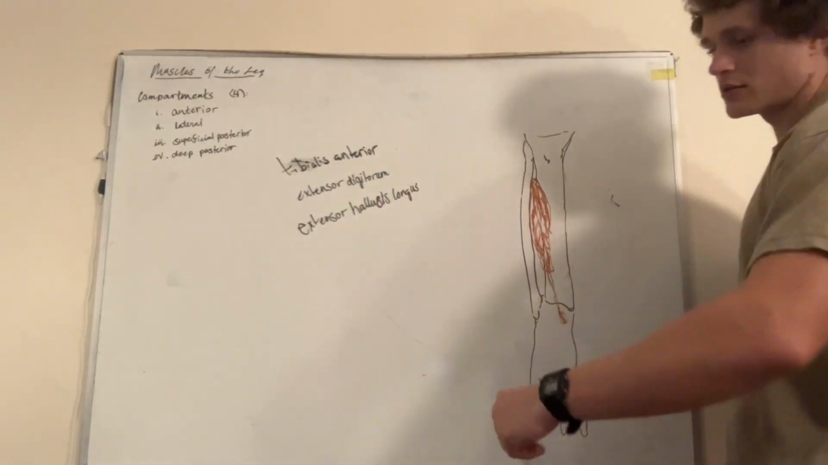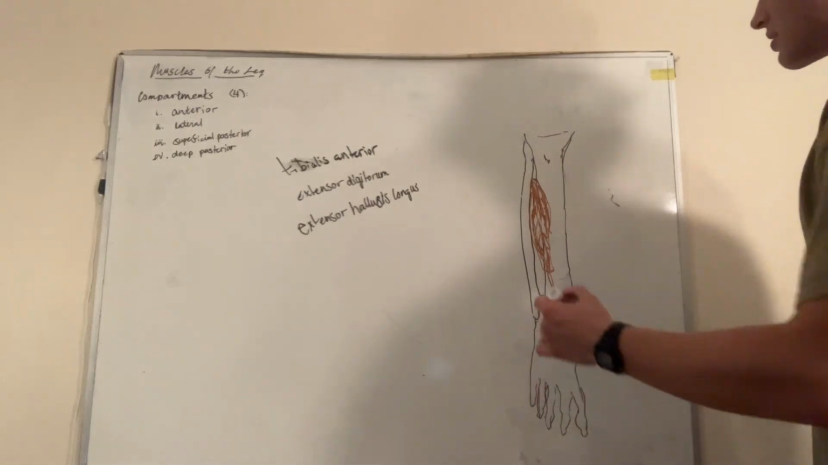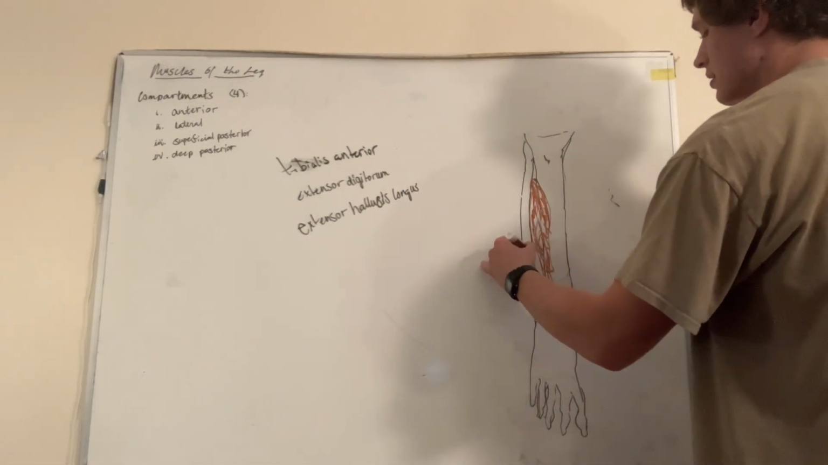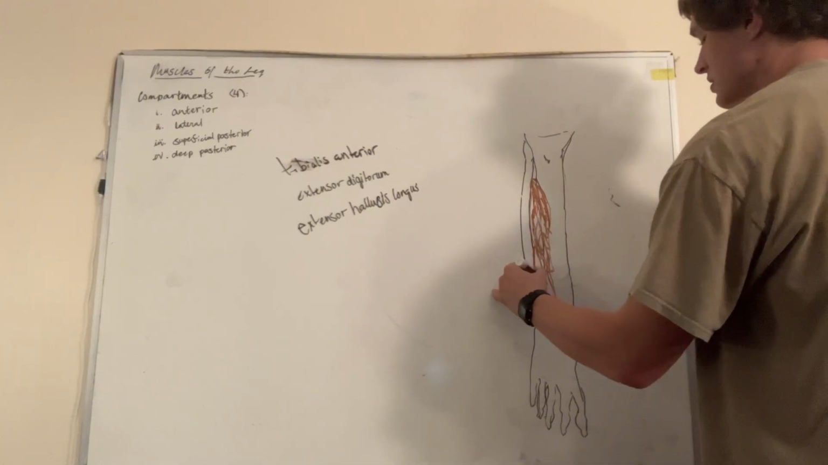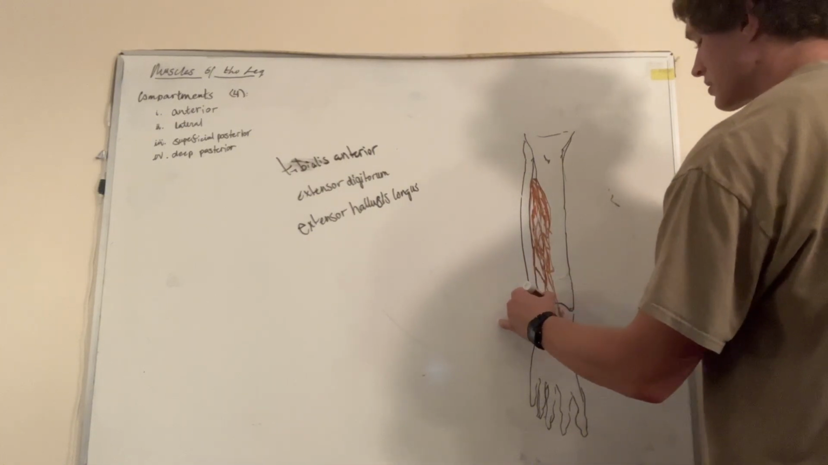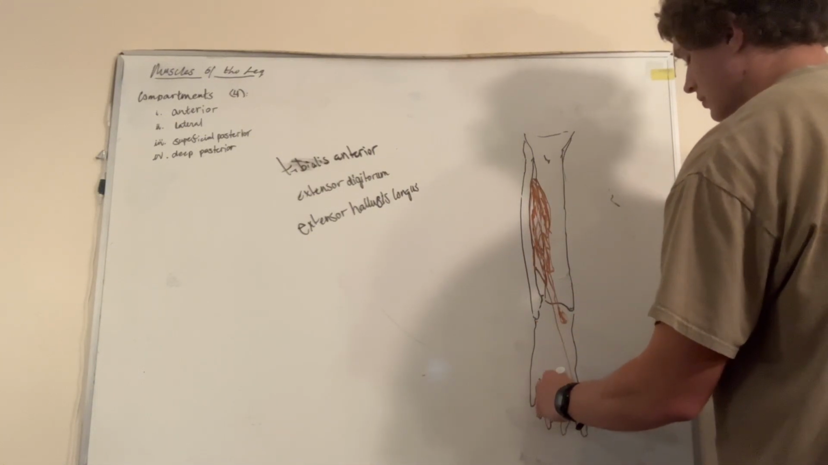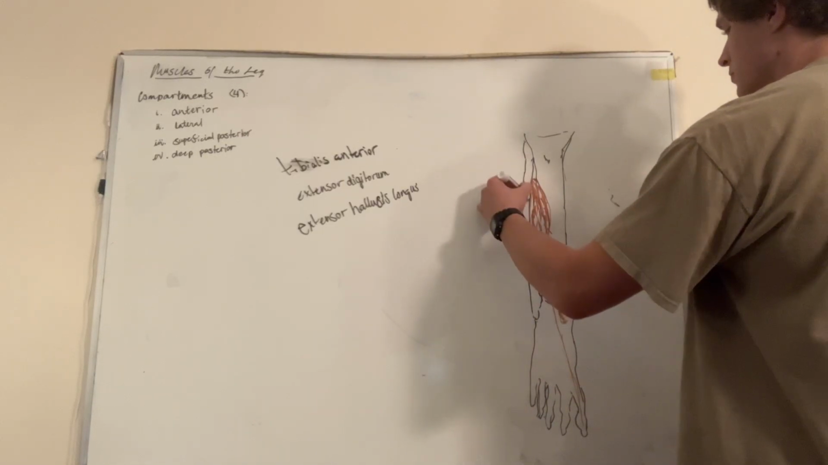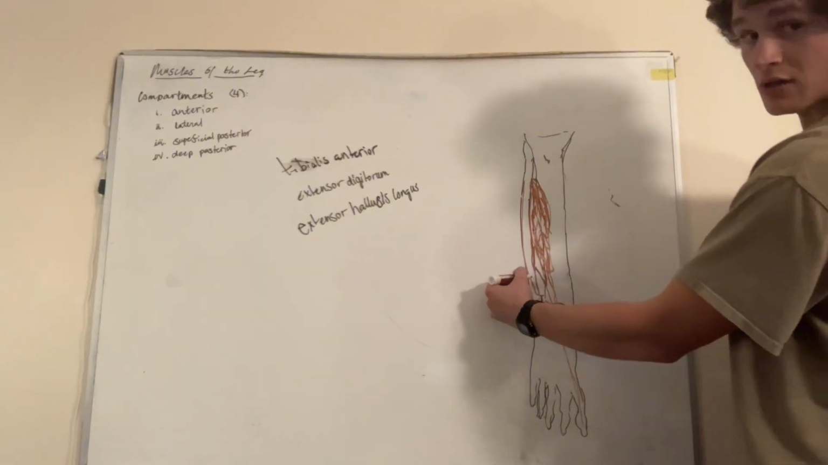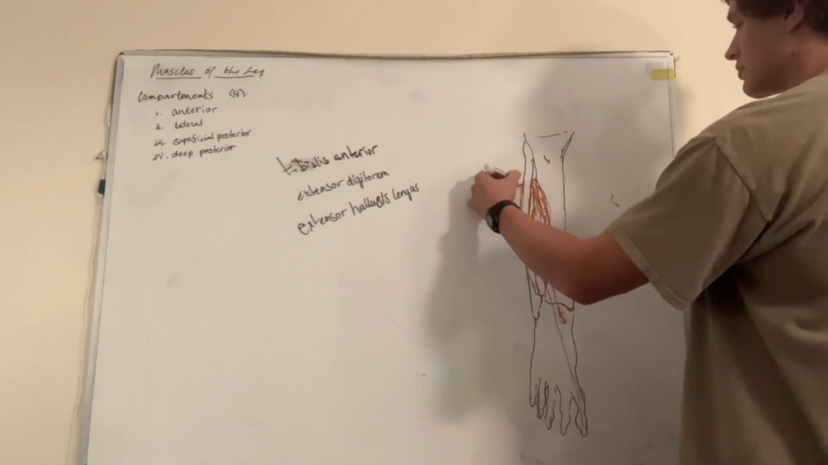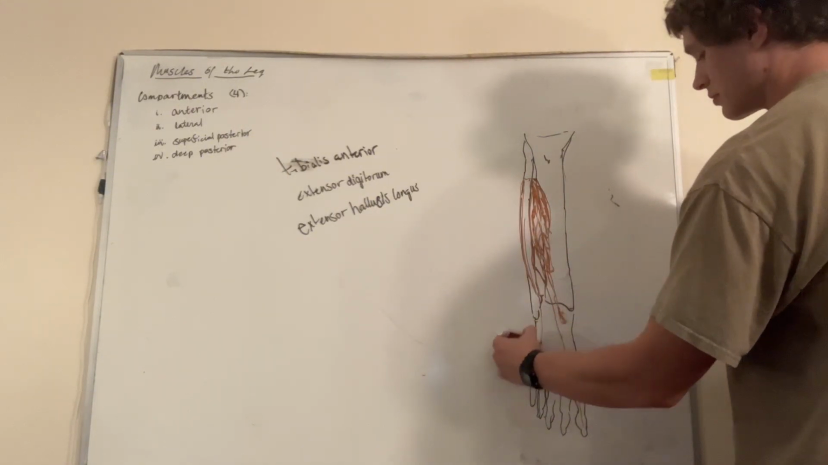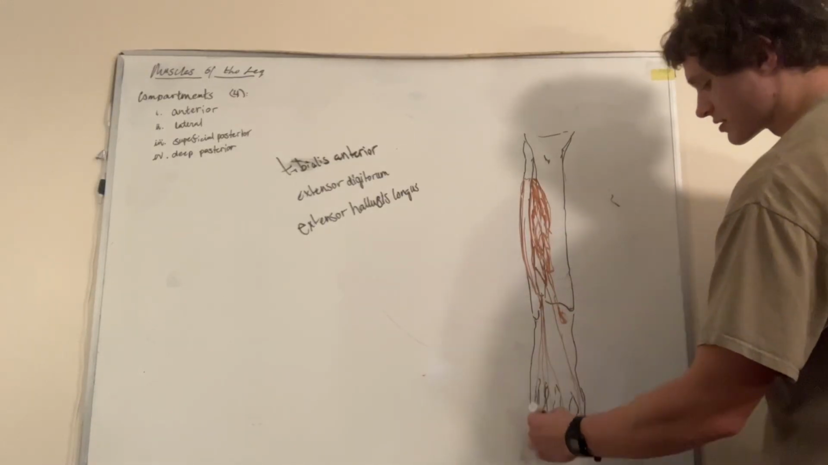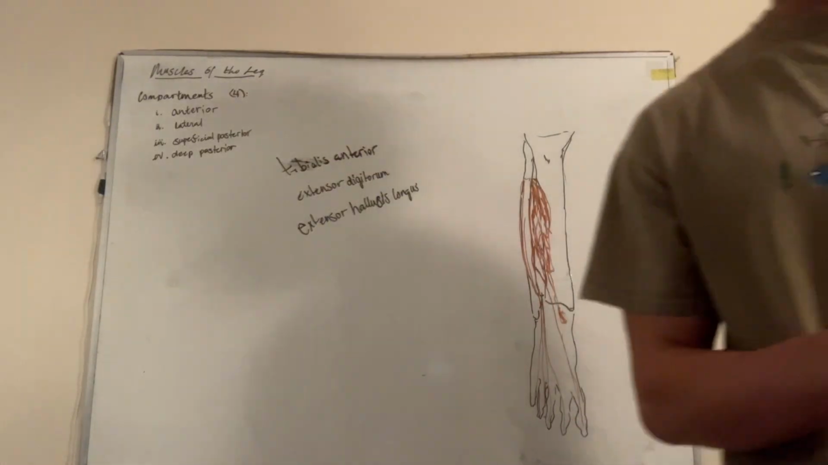Next, extensor hallucis is a long one. It originates down here, more distal, and in between tibialis anterior and this one, extensor digitorum. I don't know if this is even helpful, if you're close enough to see as I'm drawing it.